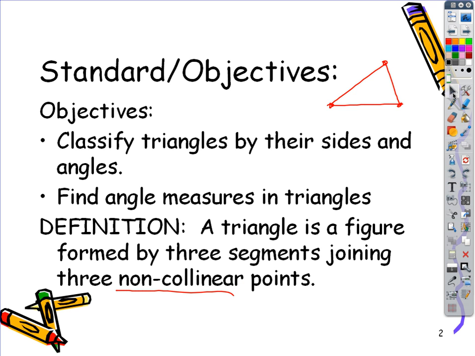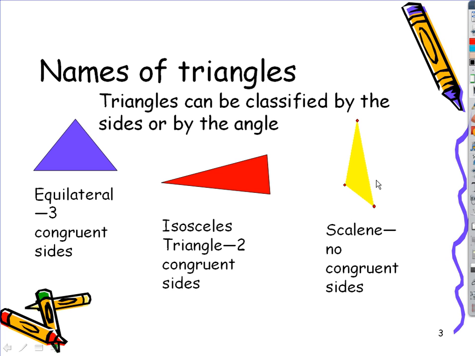Okay. All right. So some names. We're just going to classify these things a little bit. If we look at the sides of a triangle, there are some different ways we can classify them. Equilateral means that a triangle has three congruent sides. There are three sides that are the same length. And that's exactly what that says, by the way. Equa means equal, and lateral means side. So it means equal sides.